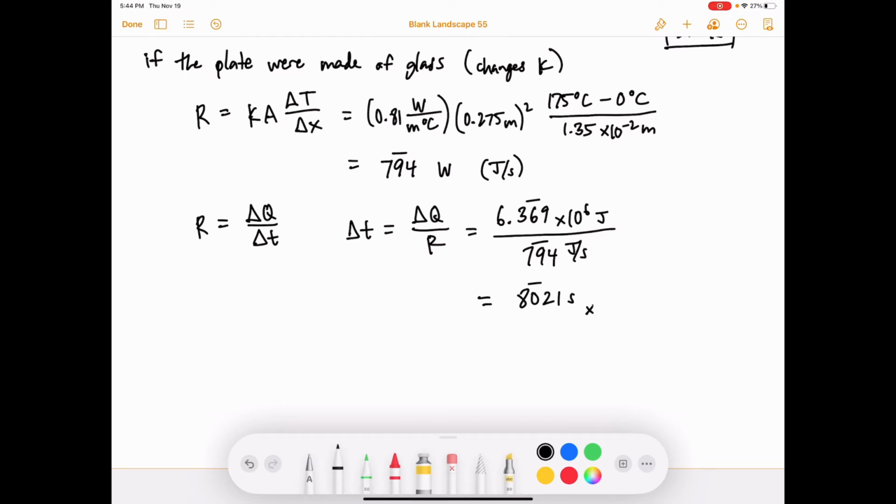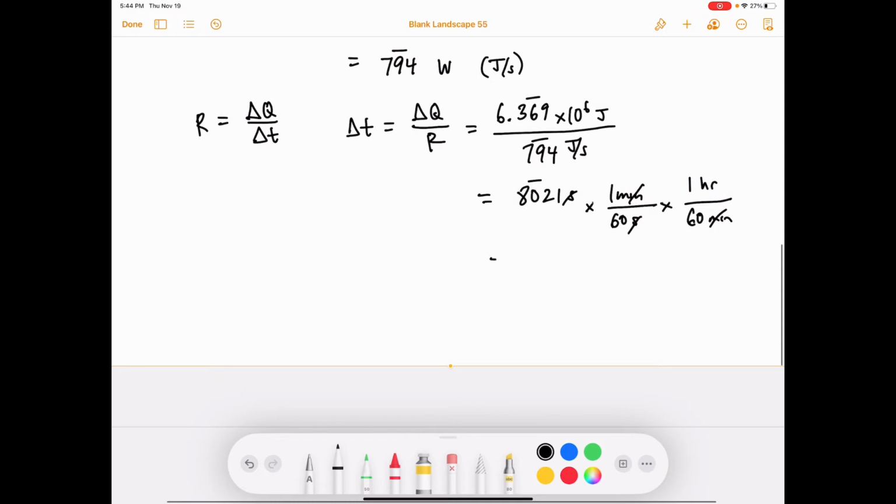Let's actually convert this to hours. In every 1 minute, we have 60 seconds. In every 1 hour, we have 60 minutes. So cancel out minutes and seconds. In hours, this will take 2.228, or about 2.2 hours. So it's a very big difference. Okay? If we're using glass to conduct the heat, it takes a couple of hours.